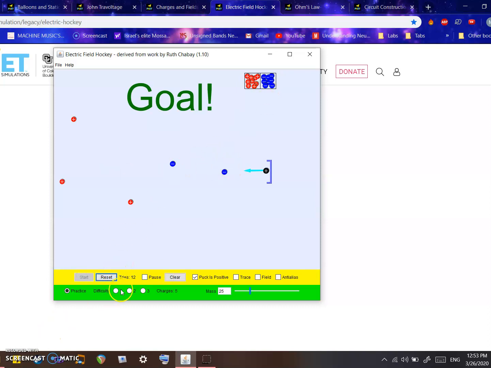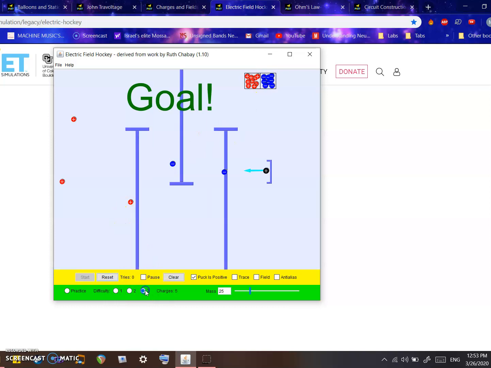So why don't you guys give it a try? And if anybody can make a cool path or anything kind of interesting, why don't you send it over? Maybe I'll post it on D2L or something. Notice you can change the difficulty level. Oh, there we go. Oh, whoa.